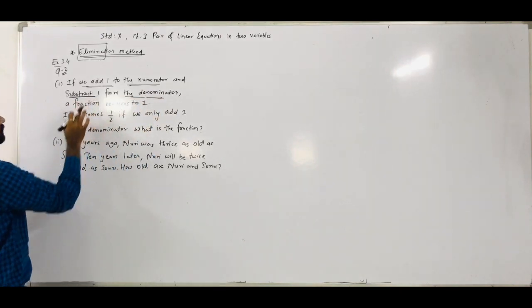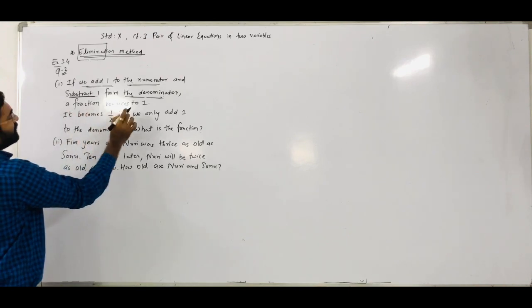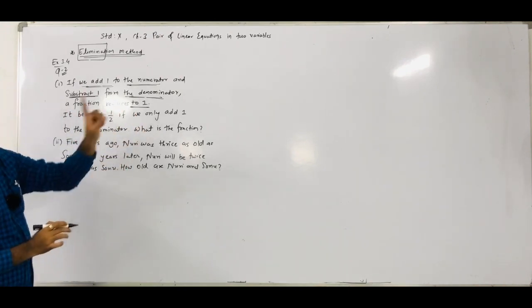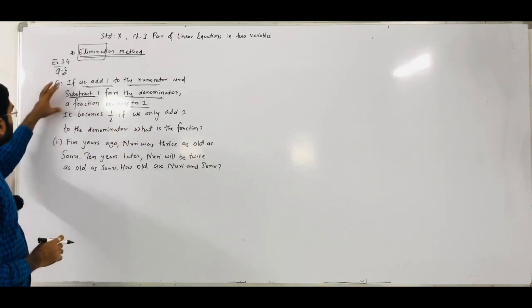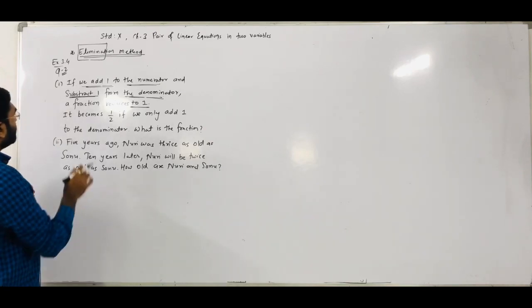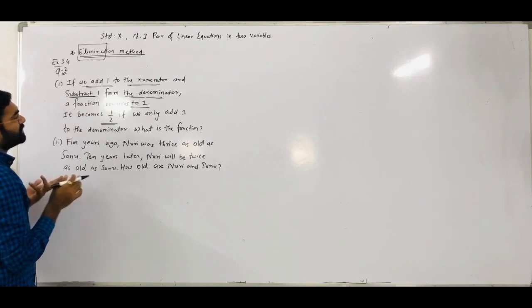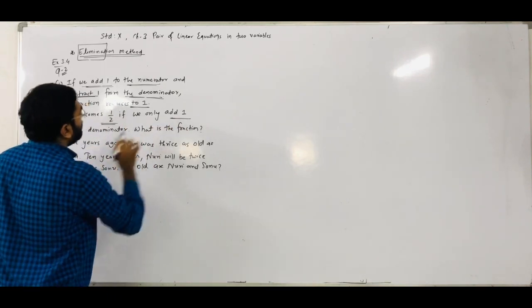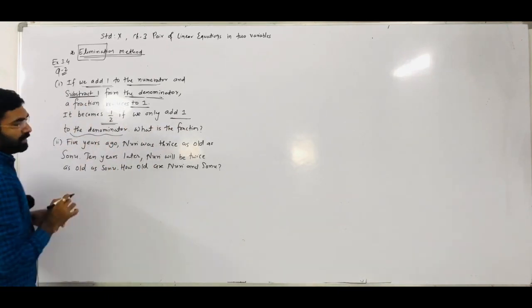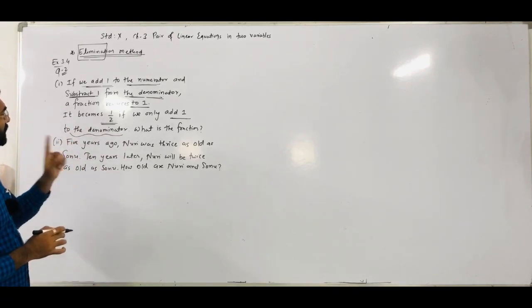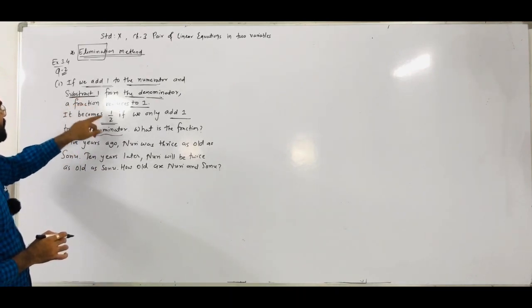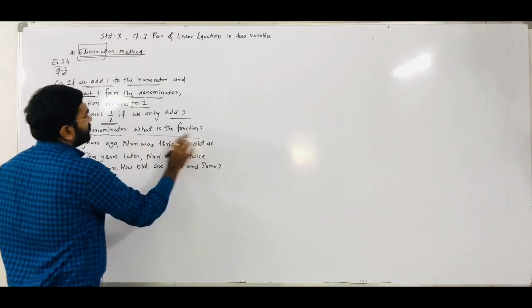From the denominator we have to subtract 1. Then the fraction is reduced to 1. So the fraction becomes 1 only, right? So this is the first statement. Another statement is given: it becomes 1 by 2. In which case, if we only add 1 to the denominator, then the fraction becomes 1 by 2. So what is the fraction?